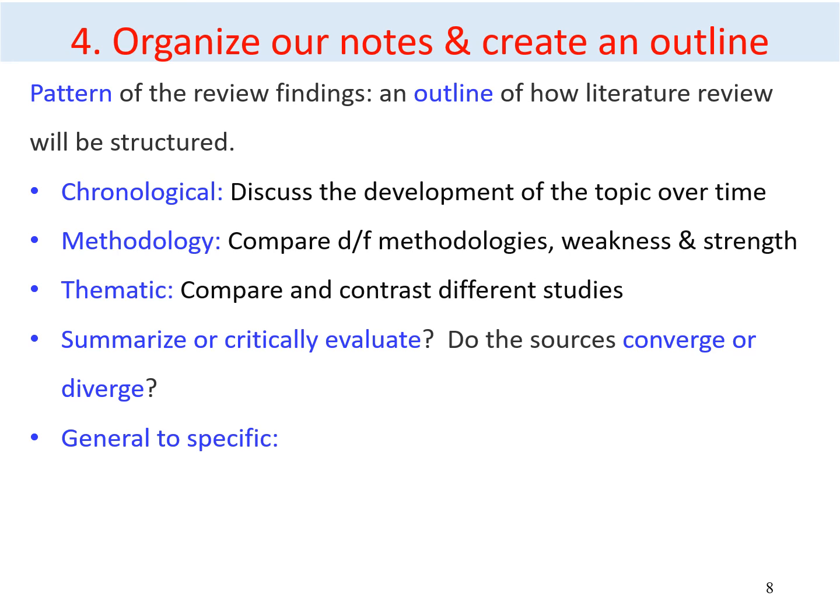The fourth step is to organize our notes and create an outline. An outline is just a pattern of review findings or an outline of how a literature review will be structured. An outline can be one of the following. The first one is chronological. We can use a chronological type of outline, and in this case we discuss the development of concepts or topics over time. We discuss how the concept is growing or how the concept is changing or shifting from the old time to the recent time or across different timelines.